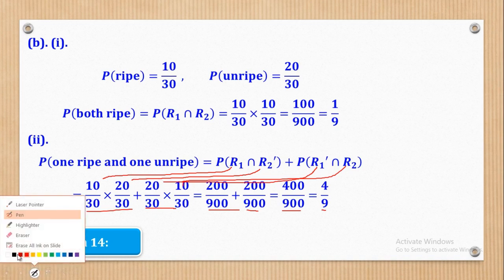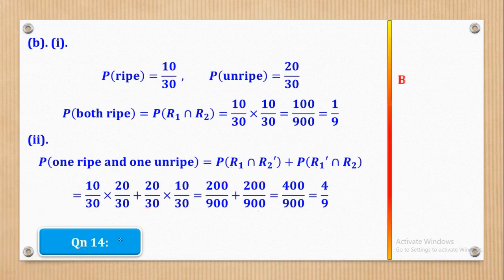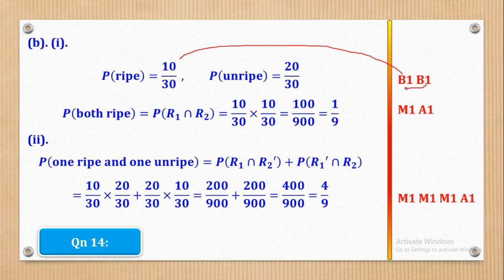Now let us see how marking is done. So in this case, this B1 will be for stating the probability of ripe. This one is for stating the probability of unripe. Then M1 will be for multiplying. So this will give you that M1, and A1 will be for output, which is that. You can either reduce or leave it at this point, and you still get your A1. So whether you leave it as 100 over 900 or you leave it as 1 over 9, the answer will be the same. So you still get your A1. Those are the 4 marks of Roman 1.